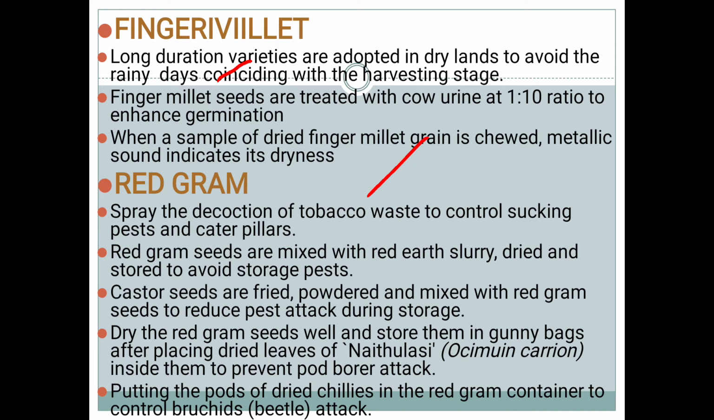Castor seeds are fried, powdered and mixed with red gram seeds to reduce the pest attack during storage.